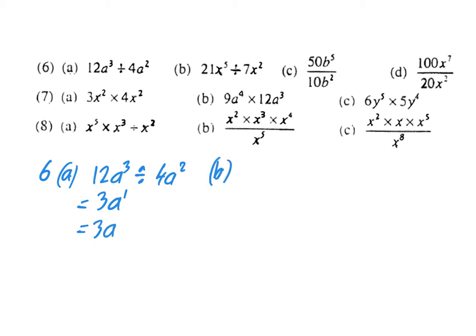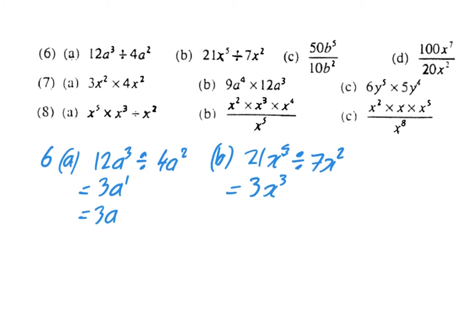For 6b, it is 21x to the power 5 divided by 7x squared. Again, divide the normal numbers as you always would have. 21 divided by 7 is 3. X to the power of 5 divided by x squared is x to the power of 3. For C, we have got 50b to the power of 5 over 10b squared. So really what's happening here is you've got 50b to the power of 5 divided by 10b squared. So 50 divided by 10 is 5. B to the power of 5 divided by b squared is b to the power of 3.